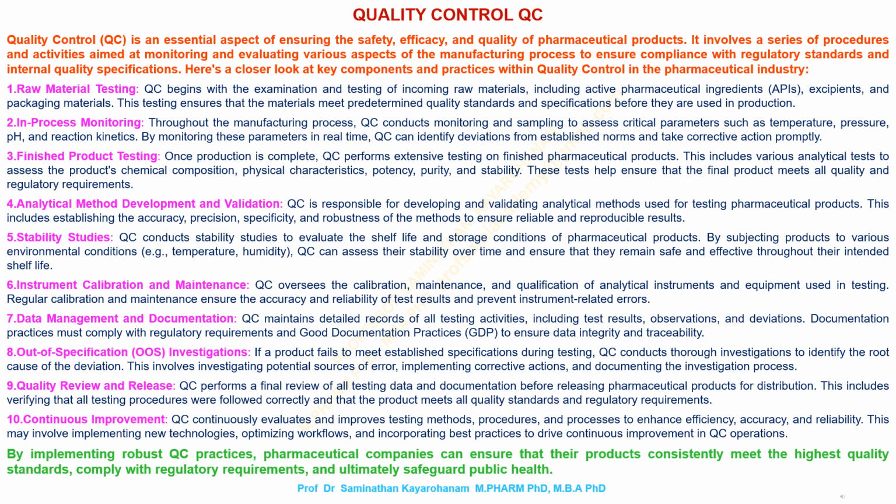Finished product testing. Once production is complete, QC performs extensive testing on finished pharmaceutical products. This includes various analytical tests to assess the product's chemical composition, physical characteristics, potency, purity, and stability. These tests help ensure that the final product meets all quality and regulatory requirements.